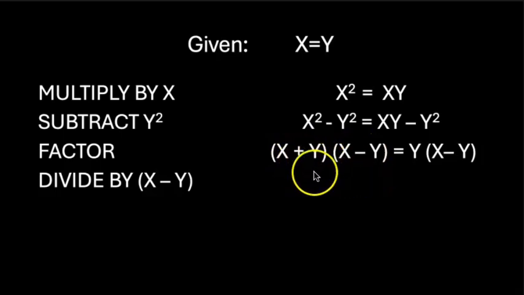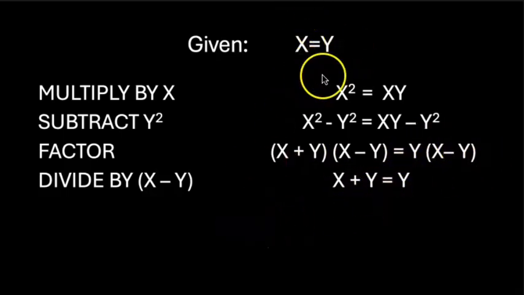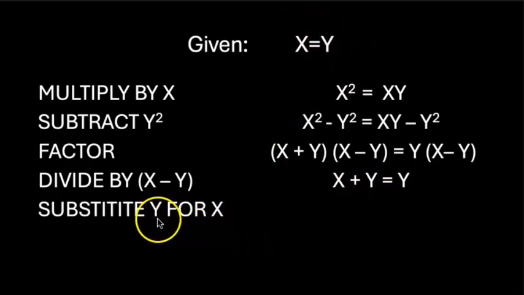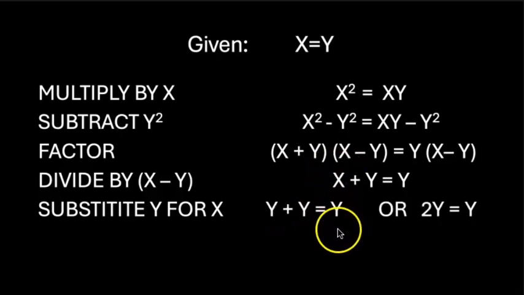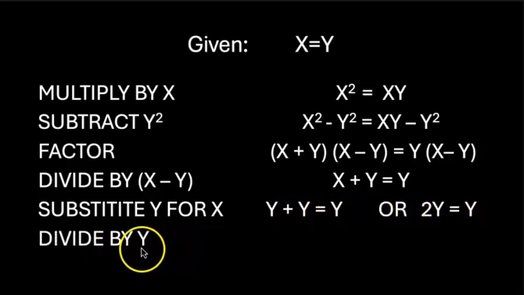So if we divide this side by x minus y, we're left with x plus y. If we divide this side by x minus y, we're left with y. So x plus y equals y. Now remember, we started with the given of x equals y. So we can substitute the y in for x. Just by changing this x to a y, we're left with y plus y equals y, or to simplify it, 2y equals y. And now all we're going to do is divide both sides by y, which leaves us with 2 is equal to 1. Now mathematically, we've done everything correct.